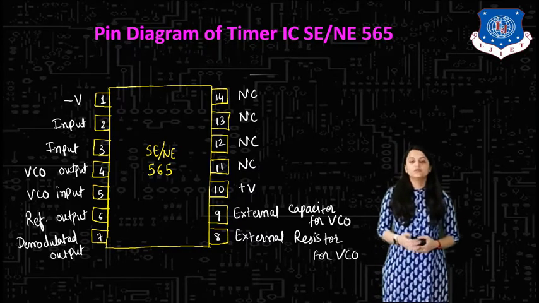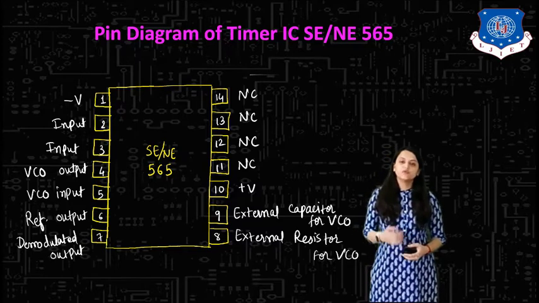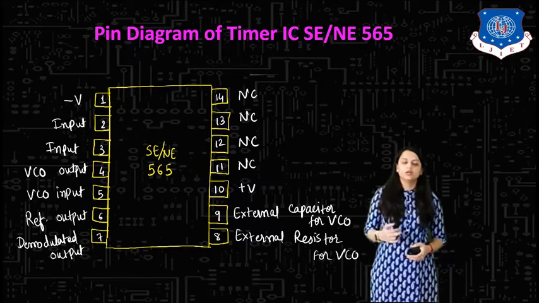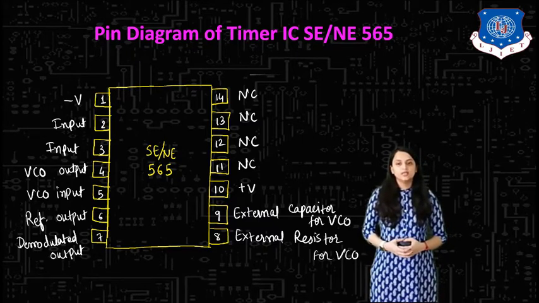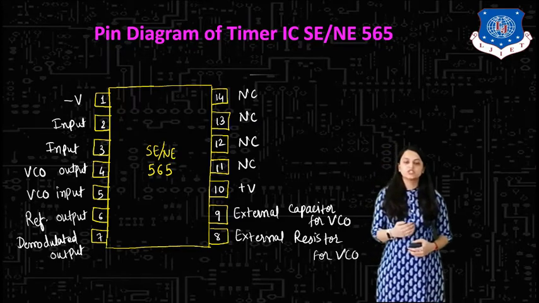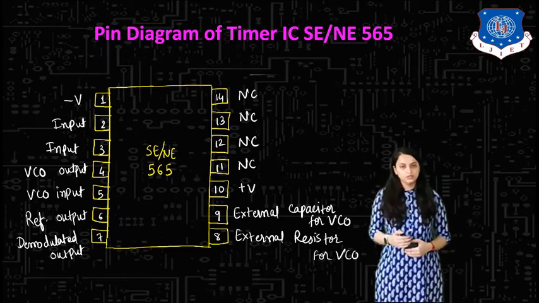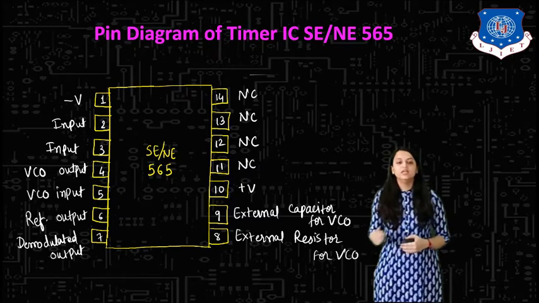Here pin number 1 is for negative voltage. Pin number 2 is for the input. Pin number 3 is also for input. One is for the negative input, another one is for the positive input. Pin number 4 is for VCO output, that is voltage controlled oscillator output. Pin number 5 is for VCO input. Pin number 6 is for reference output. And pin number 7 is for demodulated output.